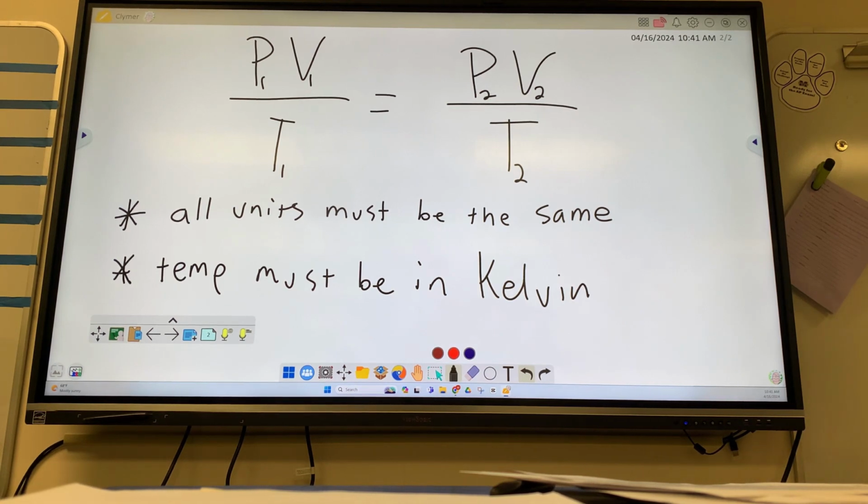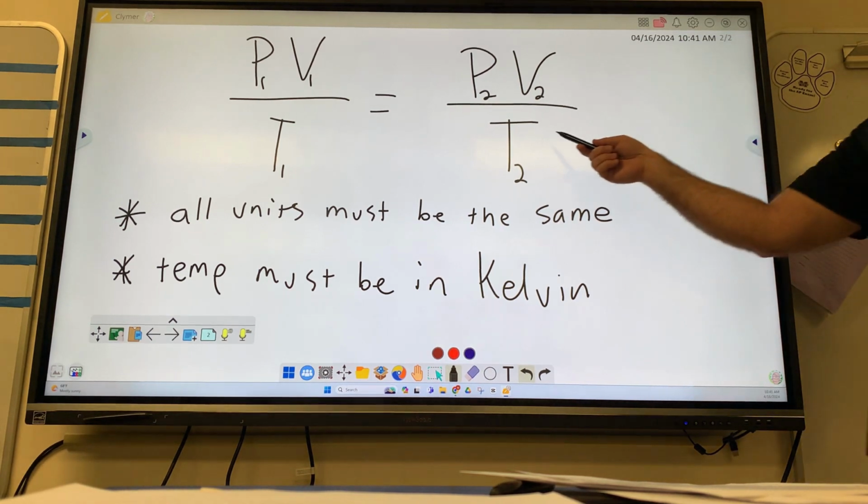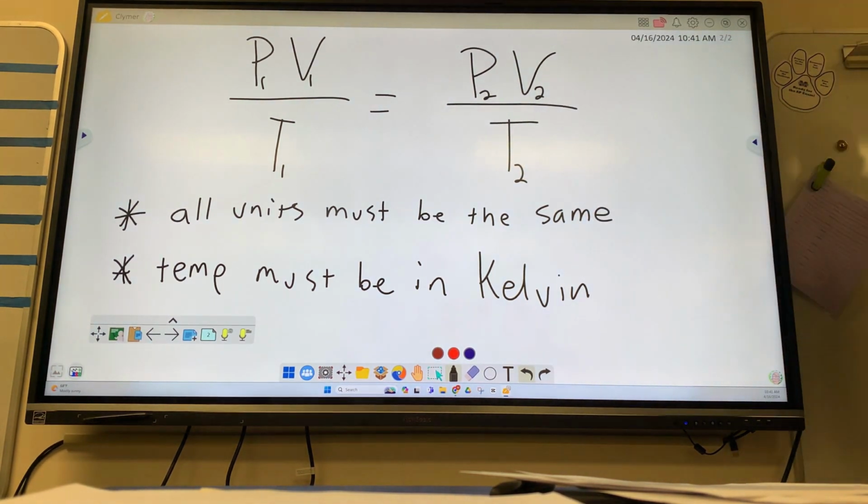What would that do? We'd have a 0 down here, and that would be also a mess. So yes, we can't have negatives. We really don't want zeros either. So we have to use the Kelvin temperature scale when we get into working with temperature. So this is the combined gas law.